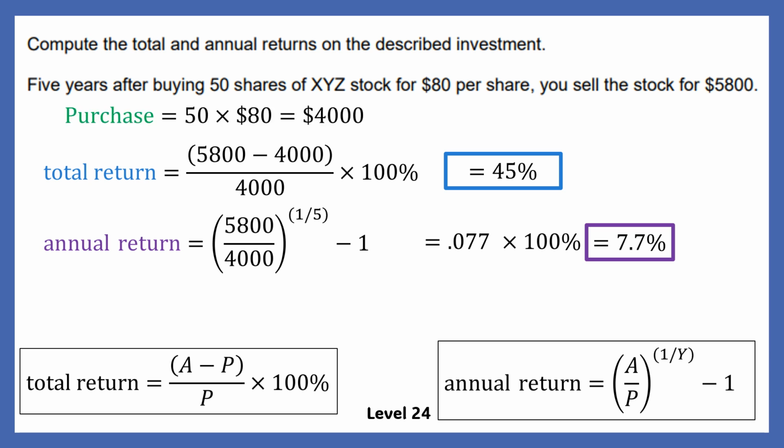And so even though our purchase was just for $4,000, we sold it for $5,800, so we made money, about a 45% return. But that's an annual return of 7.7%. I want you to notice that if you multiply 5 times 7.7, you won't get 45. Because remember, if we compound our interest, we end up having that grow to a bigger number over the long term.